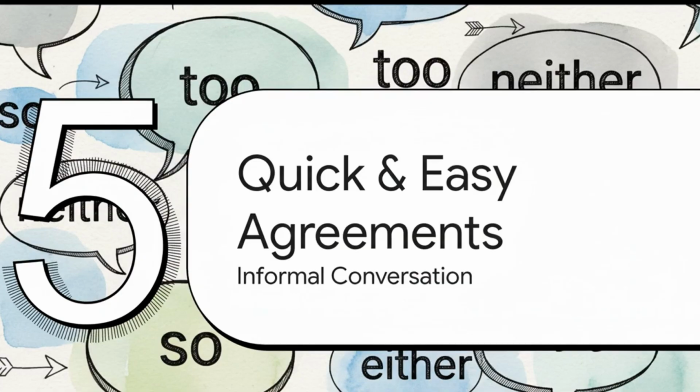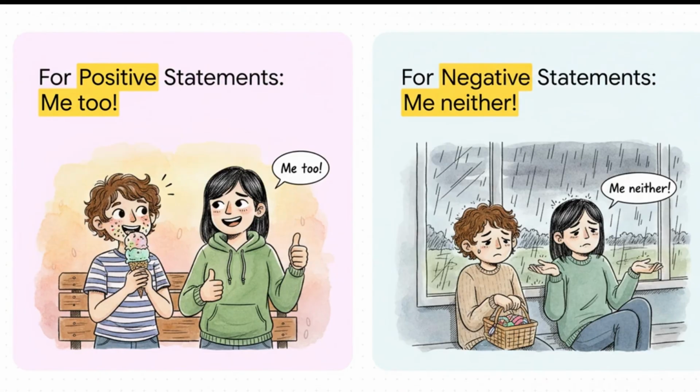Okay, so you've got the grammar down now. You know the rules, but let's talk about real life, informal conversation. What's the quickest, easiest, most common way you'll hear people agree? Honestly, it's these 2 little phrases right here. For anything positive, me too. For anything negative, me neither. Seriously, these are your best friends in a casual chat. They work perfectly when you're talking about yourself, and you will hear them constantly.